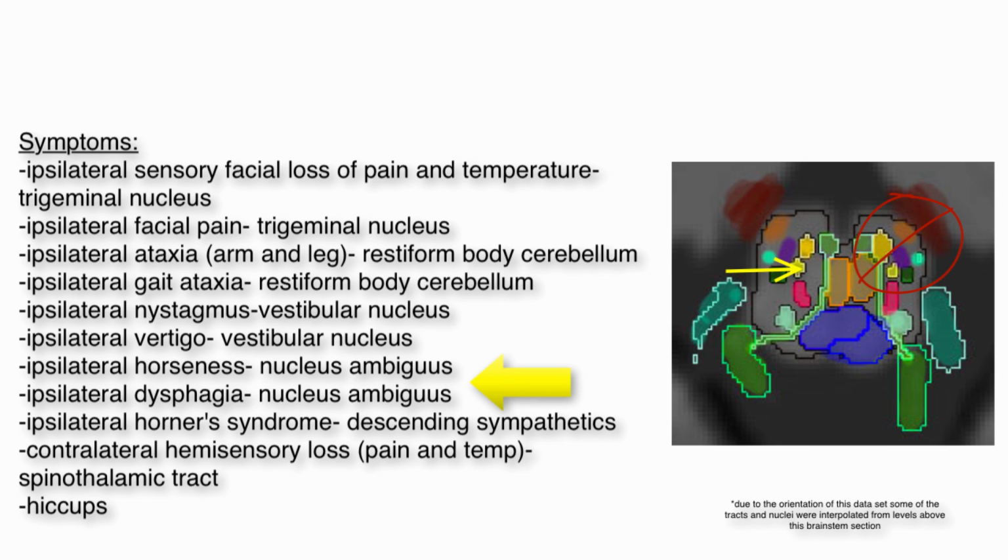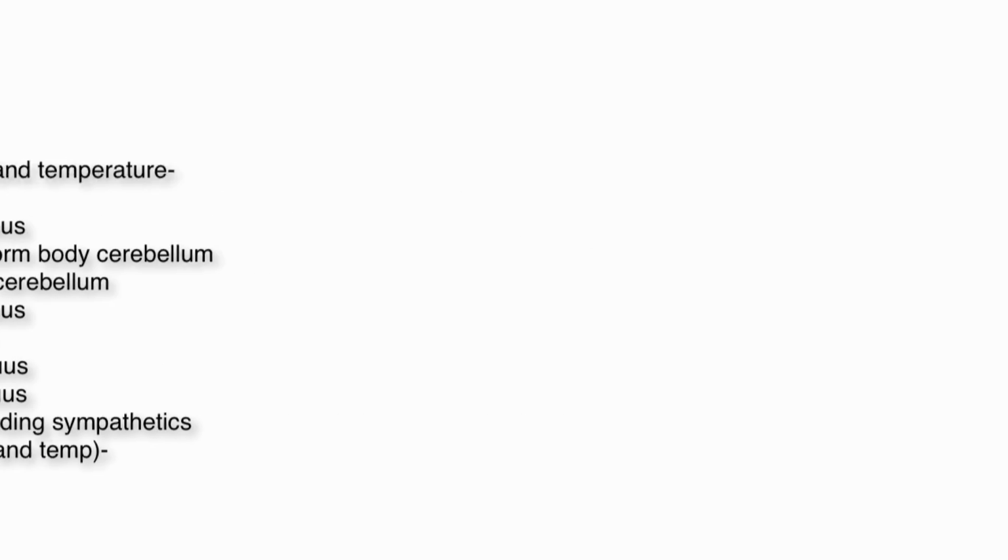and dysphagia due to damage to the nucleus ambiguus, ipsilateral Horner syndrome due to damage to the descending sympathetics, contralateral hemisensory loss of pain and temperature due to damage of the spinothalamic tract, and hiccups.